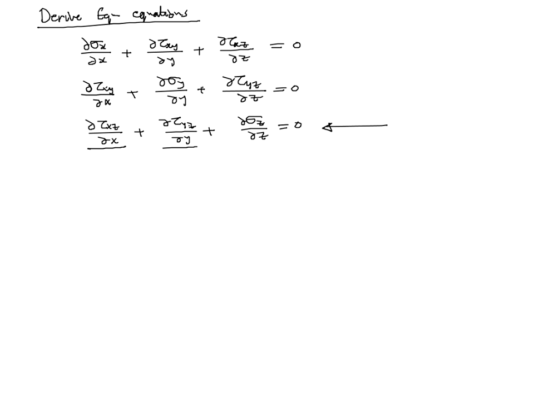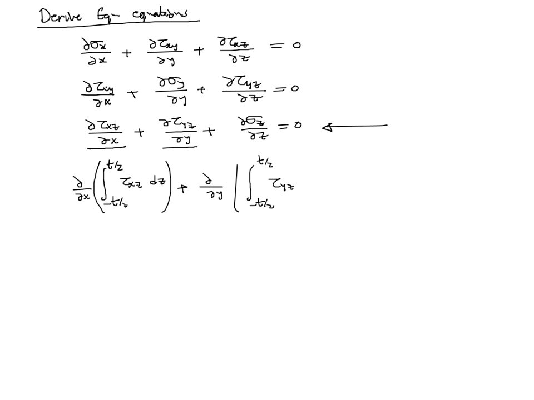So if you integrate this with respect to z equated to 0, you will get partial x of the integration of tau xz dz, plus partial y of the integration of tau yz dz, plus, of course, since partial sigma z is already a derivative with respect to z, if you integrate with respect to z, this will give you sigma z from minus t over 2 to t over 2, equals 0. Okay, so now let us just look at each term and decide what it means.